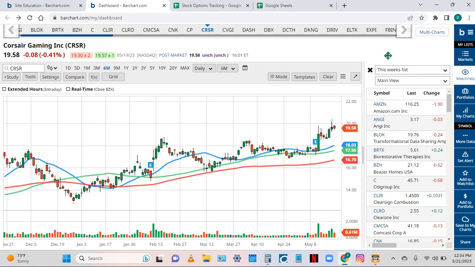Corsair Gaming gave us a breakout range expansion bar on earnings, after earnings, and then a buy setup. That looks like a continuation higher. Corsair Gaming. Again, all 3 moving averages are kind of pointing up, so that could be a decent trend there on CRSR.